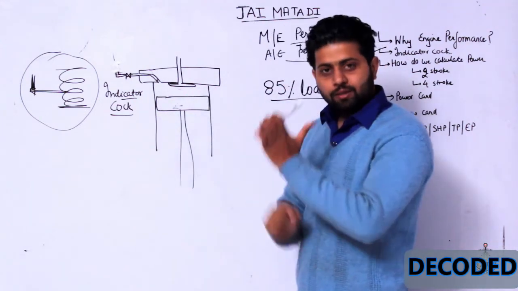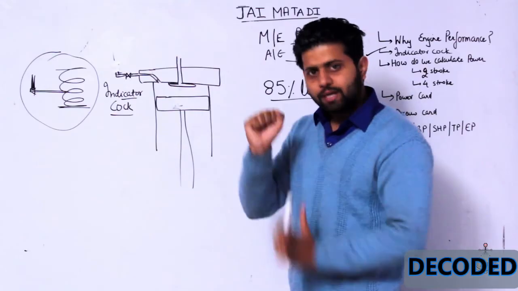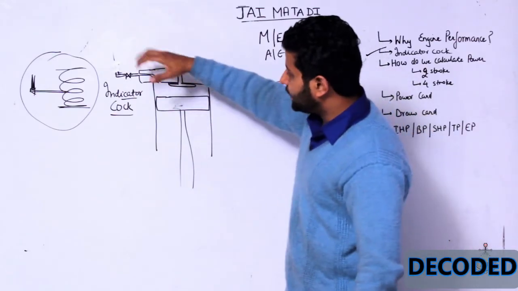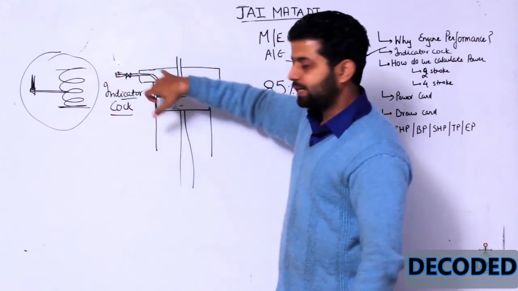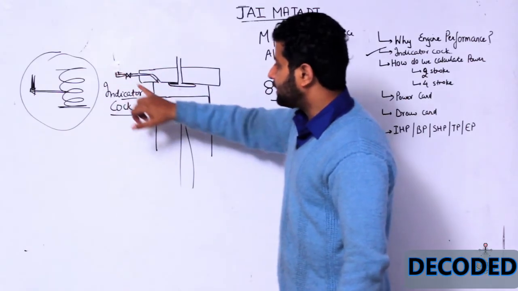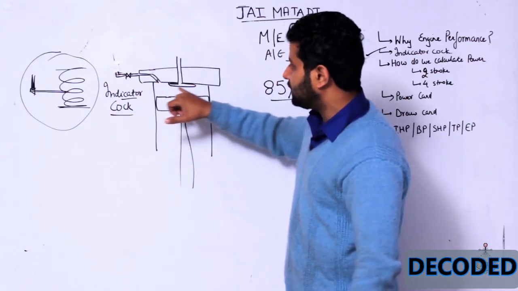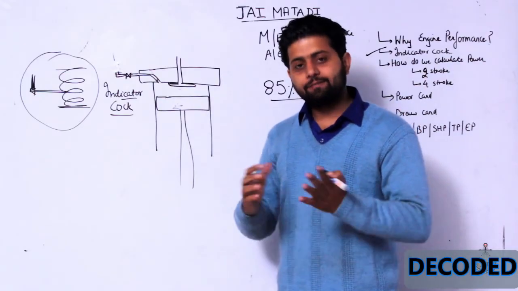So indicator cock has got two purposes. First of all, during the starting, when the engine is running only on air for 2 to 3 RPM, it removes all the exhaust gas, and any water vapor accumulated inside the combustion chamber. And also it helps us in indicating the condition of the combustion chamber, how much is the pressure and everything.